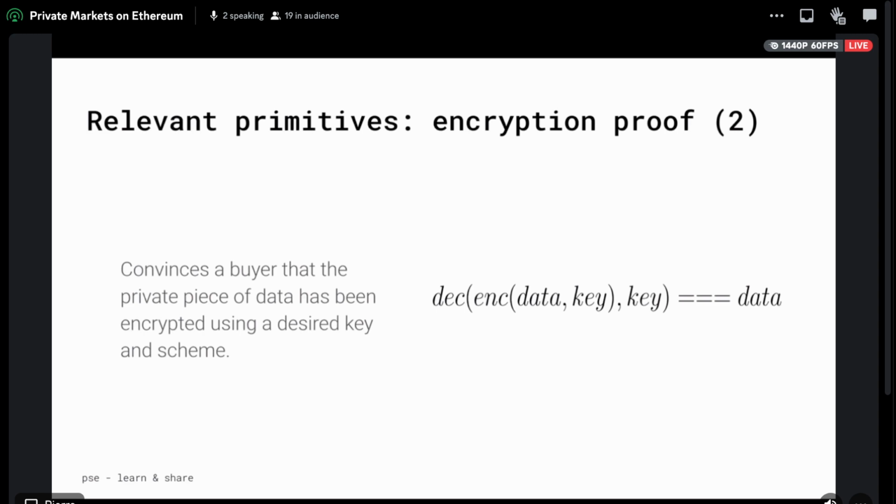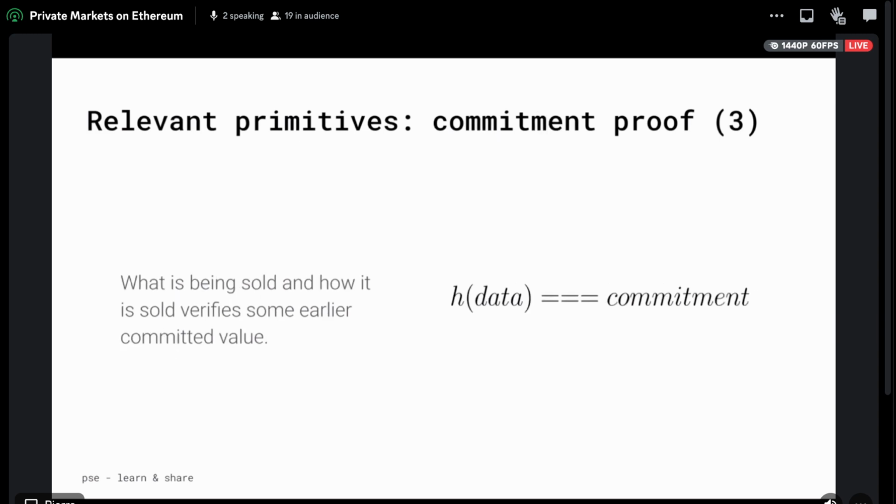So assertion proof, encryption proof, and commitment proof. That's the third important primitive, and it relates to the idea of commitment. And here, what we are proving to the buyer is that what is being sold and how it is sold verifies some earlier committed value. So let's say, for instance, that I'm committing to selling to you the private key of a particular address, then I am committing to that address. I cannot sell you the private key of some other address. So the commitment here would consist in proving that I'm selling to you the private key of the address that I have committed to earlier.